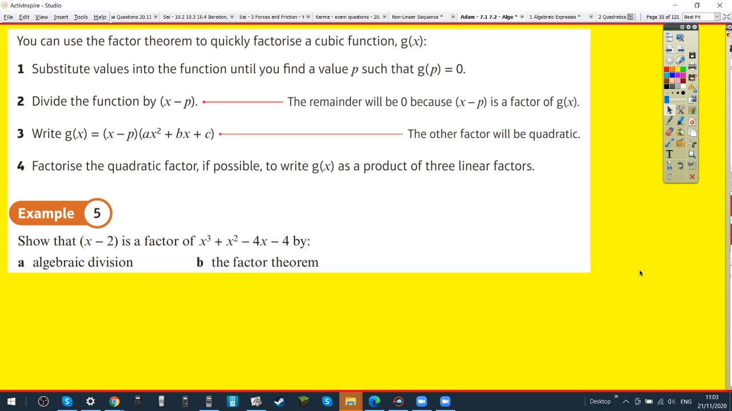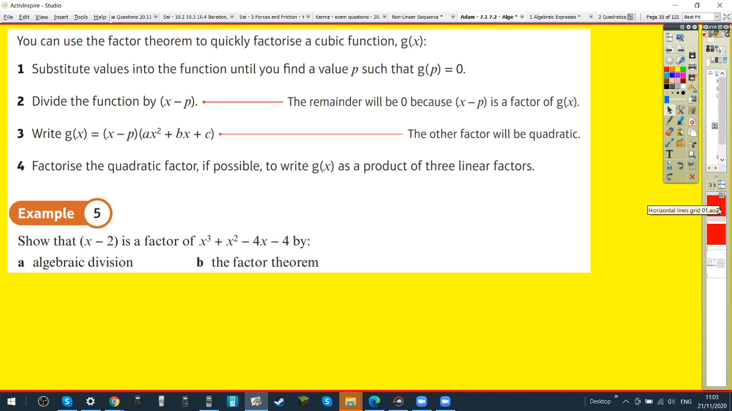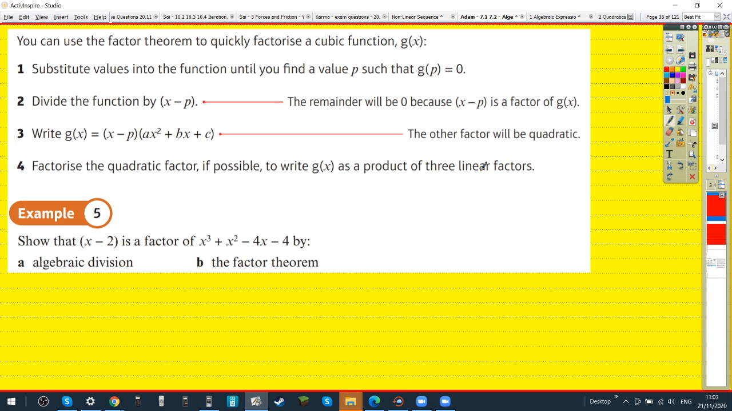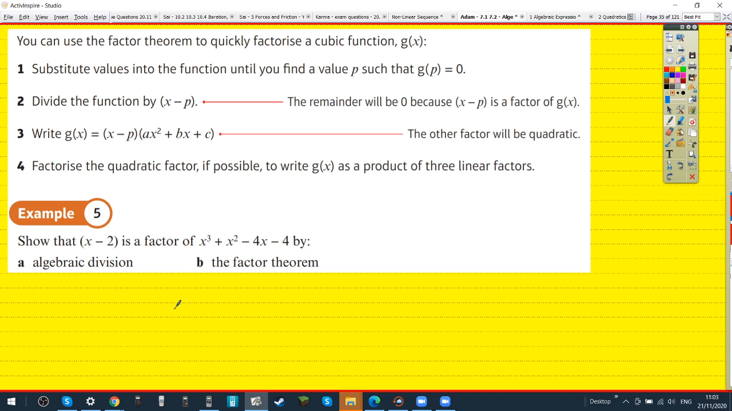Or I suppose, how would you show it, how would you do part A? Would you use long algebraic division? And what would show that it's a factor? The remainder. What would the remainder be? 0. Yeah.